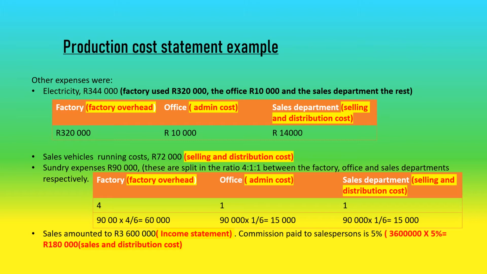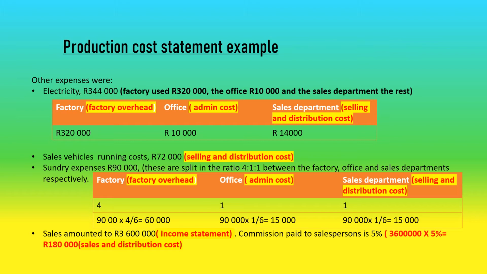So again, the electricity in our factory goes under factory overhead. The electricity used in the office is accounted as admin cost, and the electricity used in the sales department is recorded as selling and distribution cost. Then it says that sales vehicle running cost was 72,000 rand. This is our selling and distribution cost.